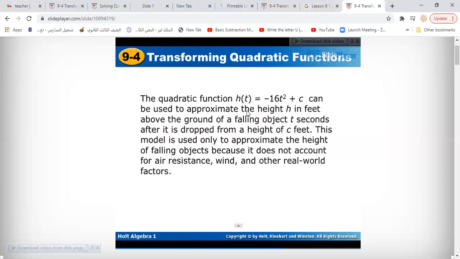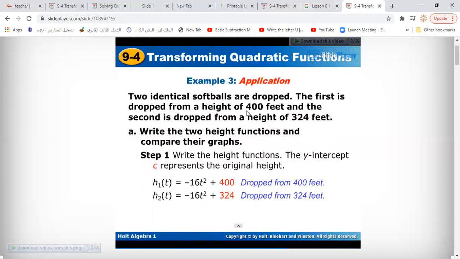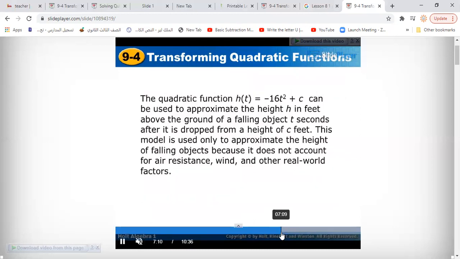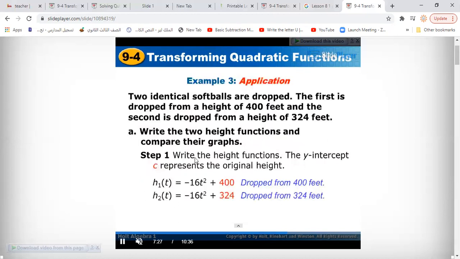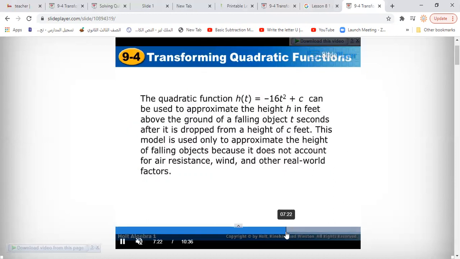The quadratic function h of t equals negative 16t squared plus c can be used to approximate the height h in feet above the ground of a falling object t seconds after the drop from a height of c feet. This model is used only to approximate the height of falling objects because it doesn't account for air resistance, wind, and other real world factors.